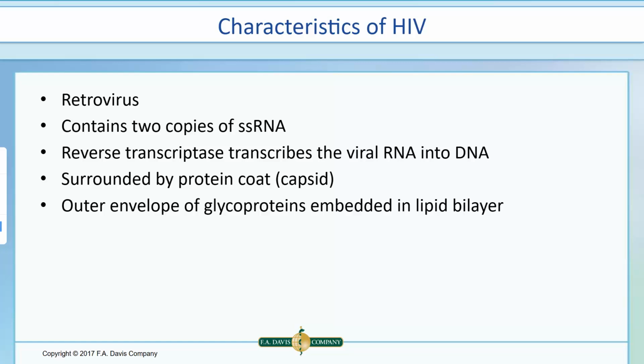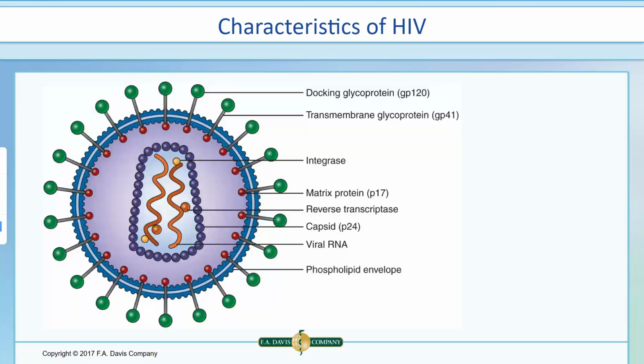It's a retrovirus. It contains two copies of single-stranded RNA. Reverse transcriptase transcribes the viral RNA into DNA, surrounded by a protein coat, or capsid, and an outer envelope of glycoproteins embedded in a lipid bilayer. This is what the structure of HIV looks like.